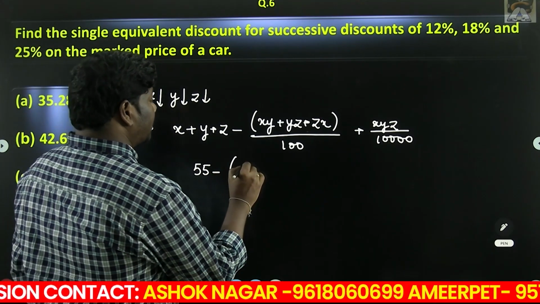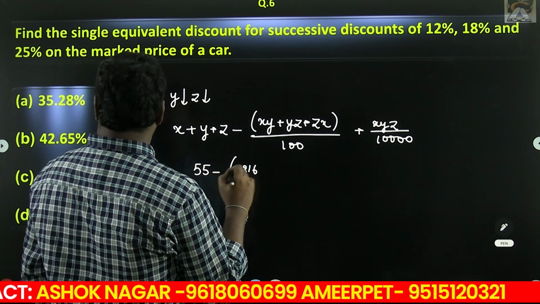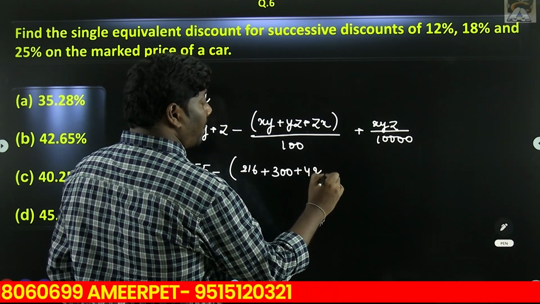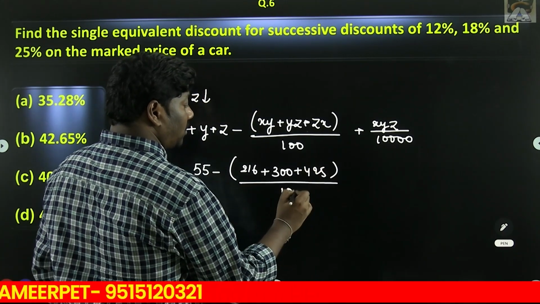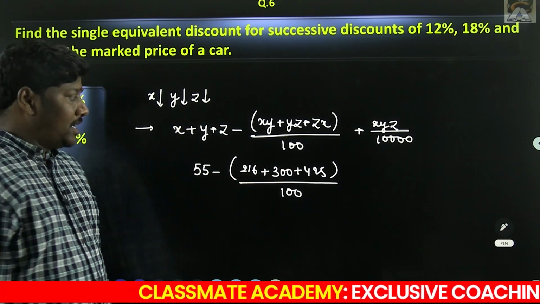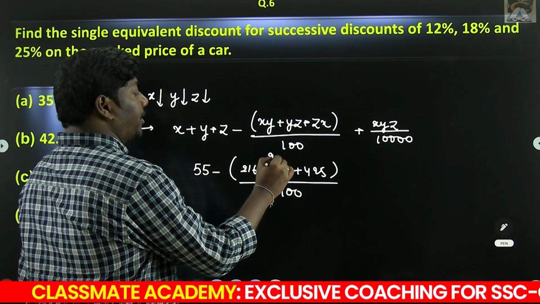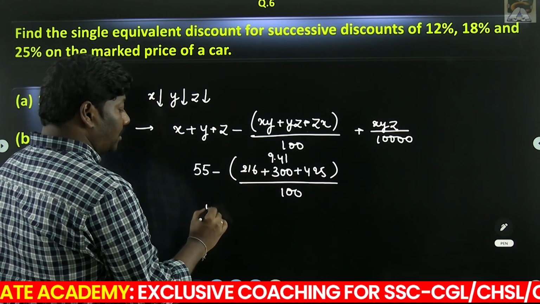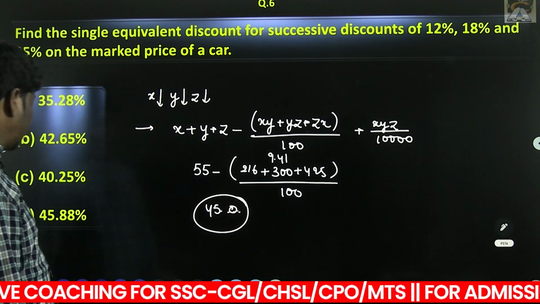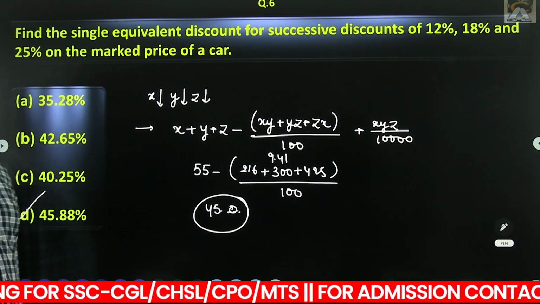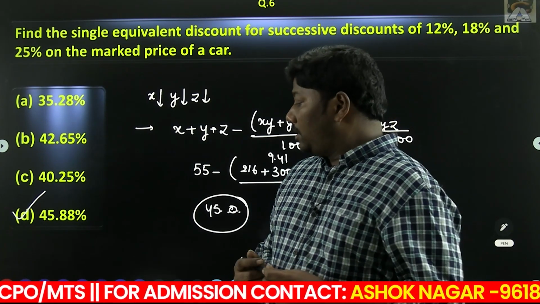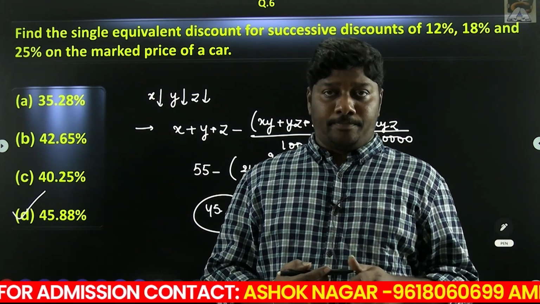12 into 18 is 216. 12 into 25 is 300. 18 into 25 is 450. Approximately you are getting how much? 700, 900, 940 you are getting. 940 means 9.4. If you subtract 9, it will be 45 point something. That 45 point something is 45.88, you can say. Okay, you can clearly say it is 45.88.